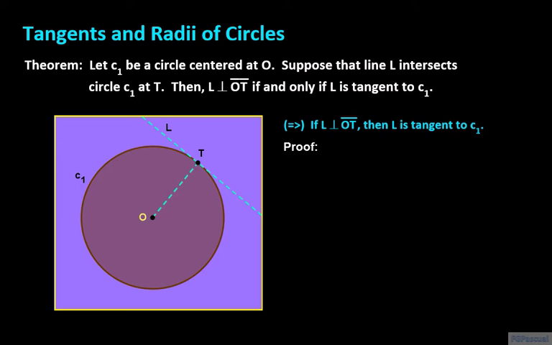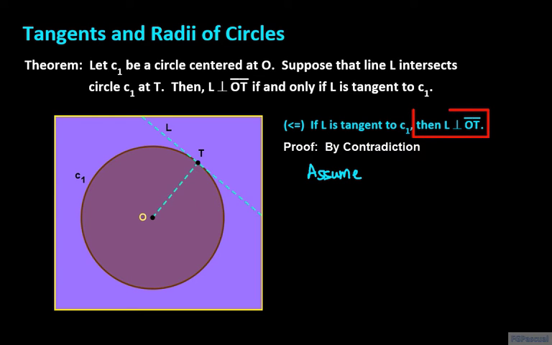We now prove the converse statement. We prove that if L is tangent to the circle, then L must be perpendicular to the radius OT. We use proof by contradiction to achieve this. We begin by assuming the opposite of the conclusion. That is, we assume that L is not perpendicular to OT.